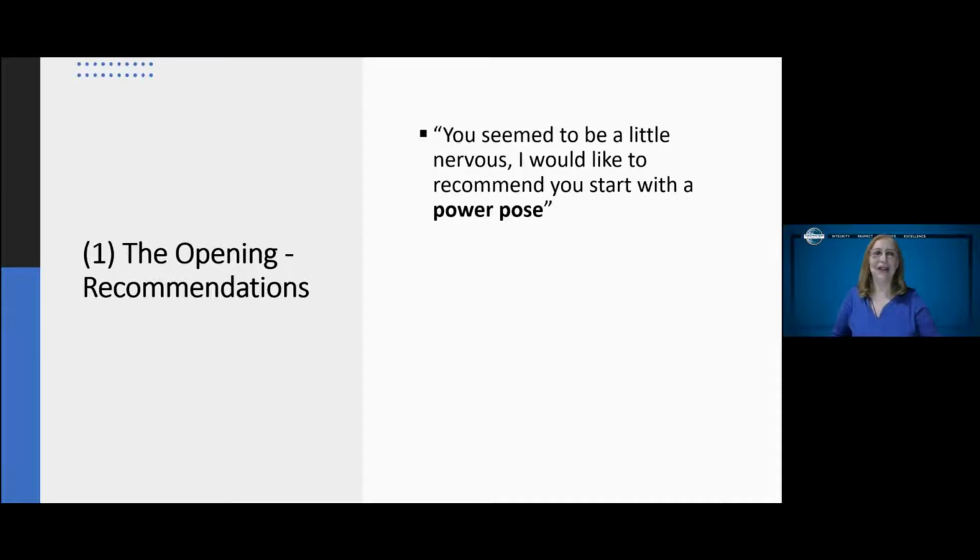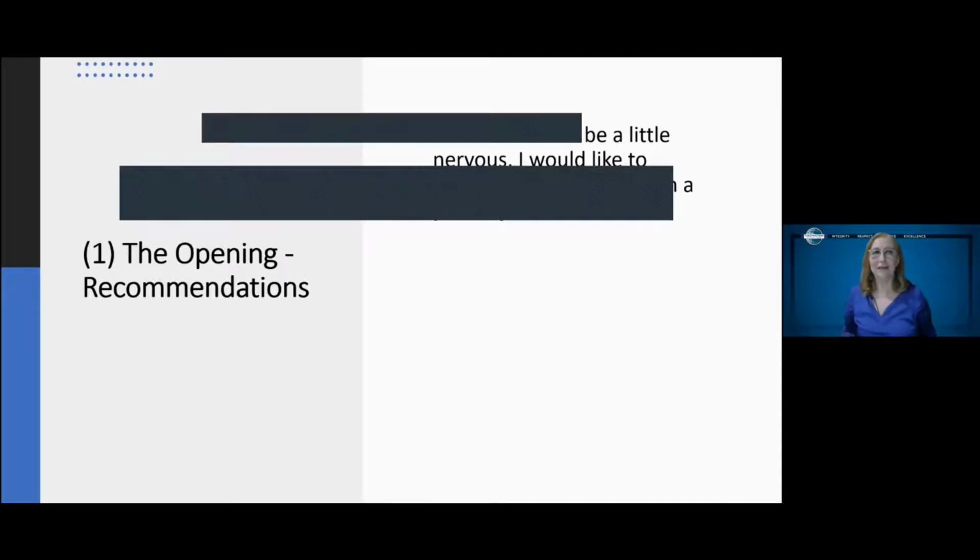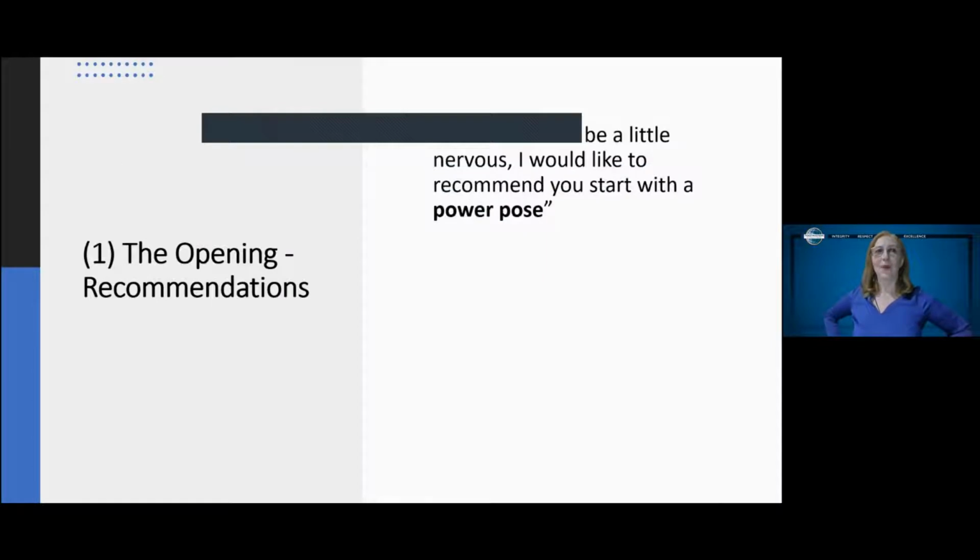If you're sitting on your chair right now, I want you to push yourself to the edge of your chair, so your bottom is just on the chair, and then put your hands on your hips with your shoulders wide apart. This is what we call a power pose, and it sets up a speaker to be confident.